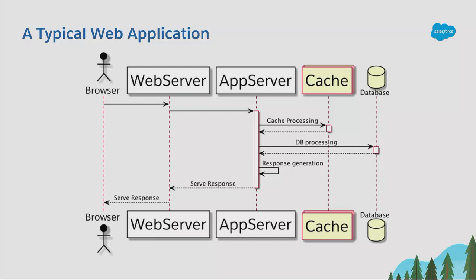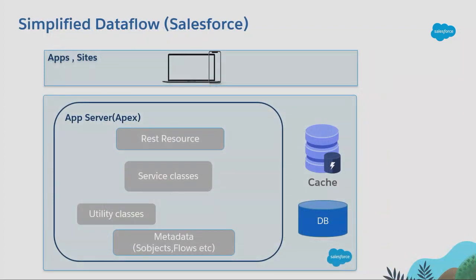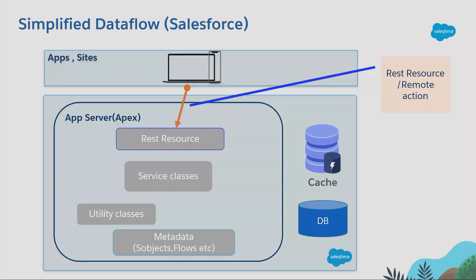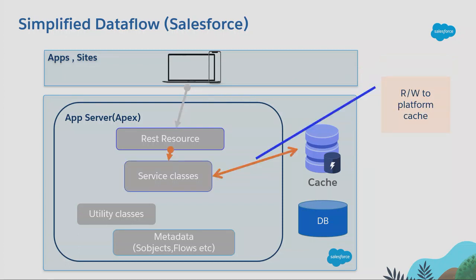Now, if you have to map this to a Salesforce application, in Salesforce you have the app server, which we can map to the Apex layer. In this example, I'm talking about a REST resource as the endpoint, which is used by the apps or the websites. So this REST resource is invoked with a REST call, get, post, etc. And then the REST resource handles it and delegates it to service classes.